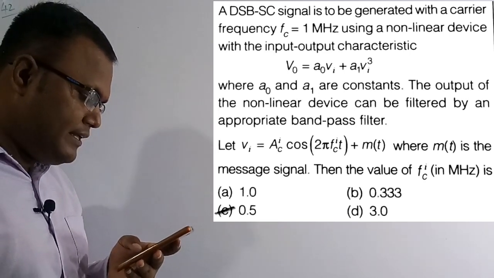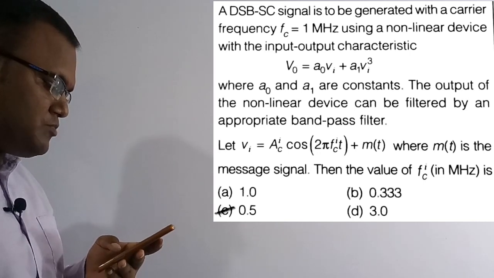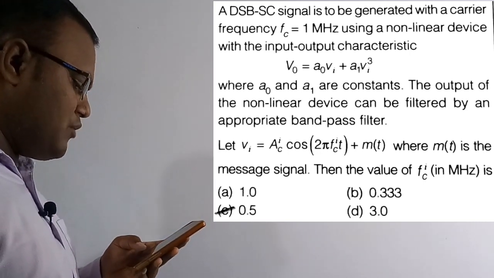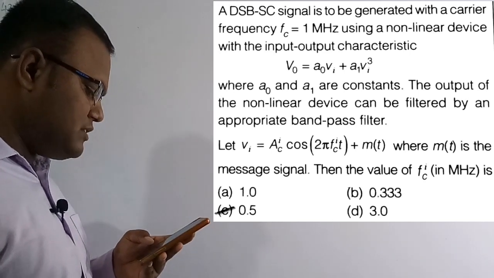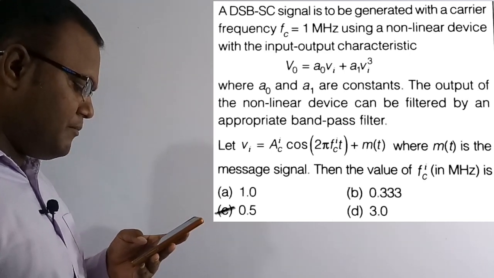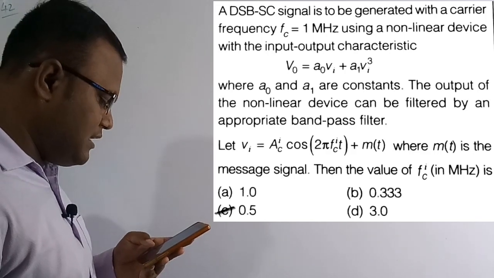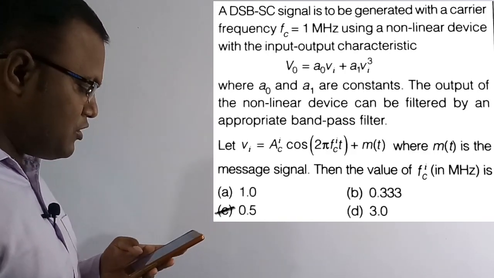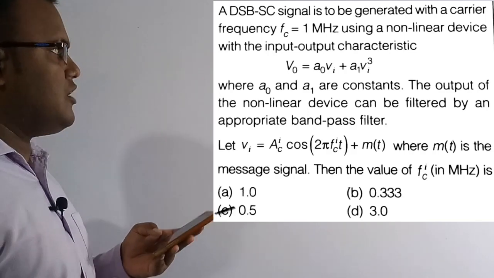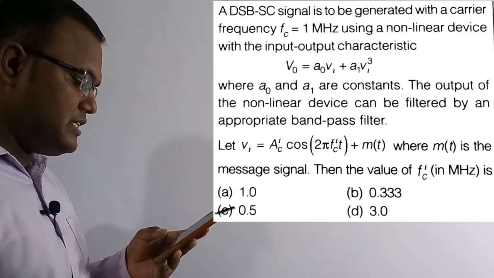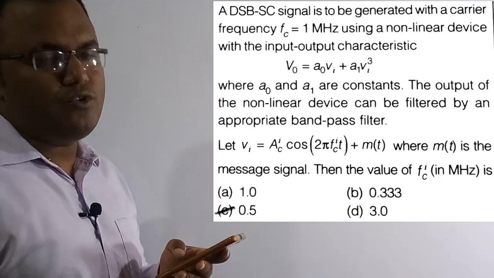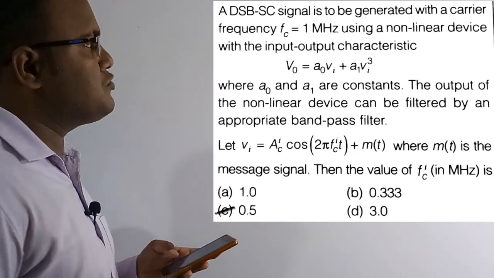The output of the nonlinear device can be filtered by an appropriate band pass filter, where Vi is equal to Ac cos of 2 pi Fc' t plus m of t, where m of t is the message signal. The value of the Fc' in megahertz is. This is the circuit for this nonlinear device. They are given the input-output characteristics, and in this question we need to find the value of Fc'. Out of the 4 options, option C is the correct solution of this question.